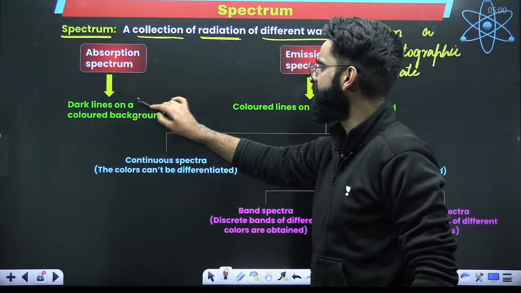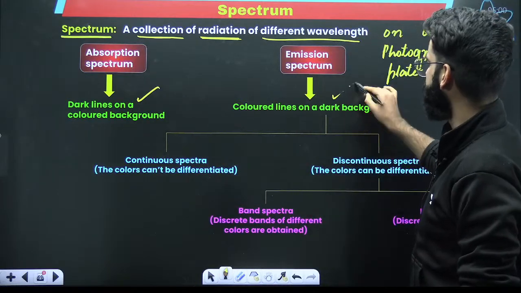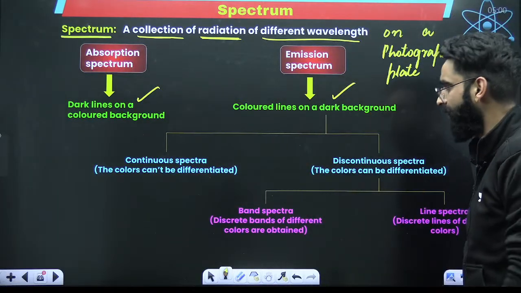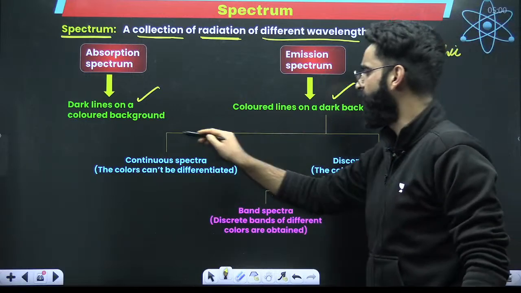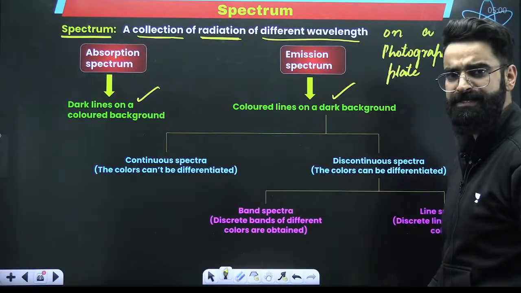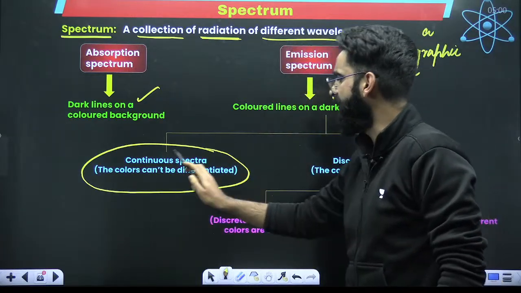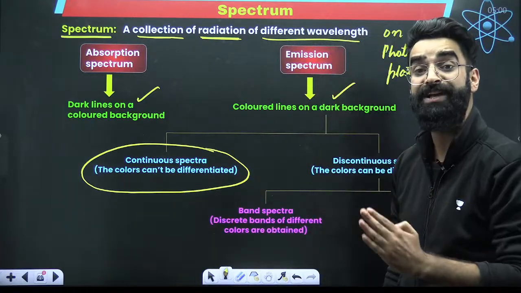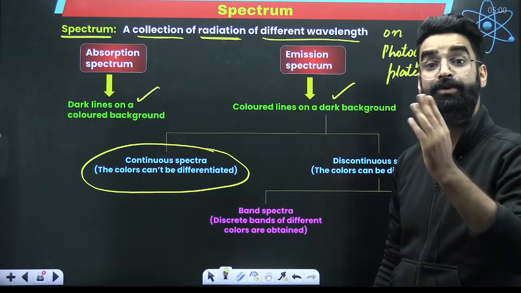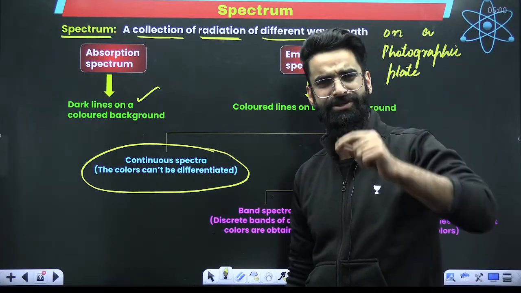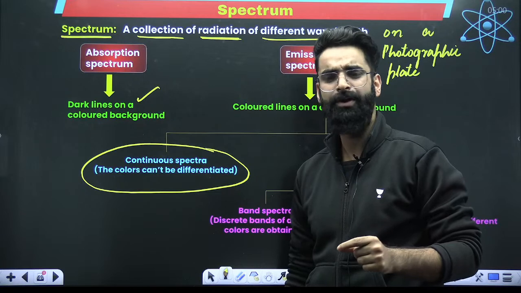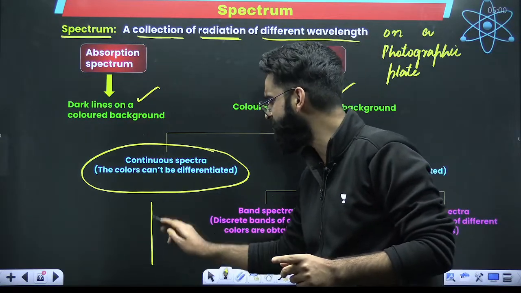So in absorption spectrum, you get dark lines on the colored background. In emission spectrum, you get colored lines on the dark background. Now, this emission spectrum we are further going to classify into two types. One is called continuous spectrum. In case of continuous spectrum, you cannot differentiate the colors on the photographic plate, like your rainbow. Can you differentiate all the 7 colors in the rainbow? No, you cannot. The colors are merged into each other.